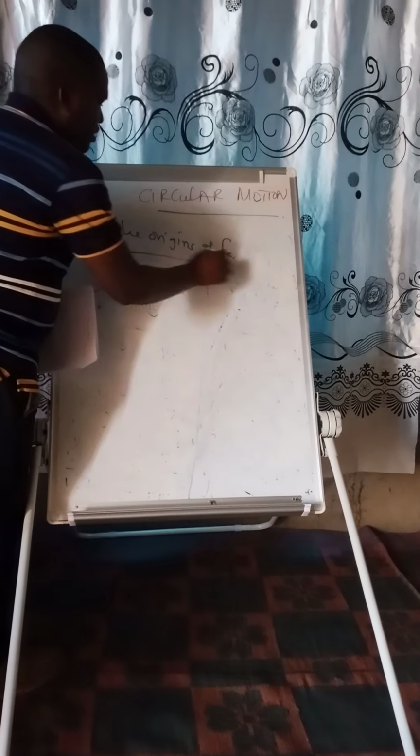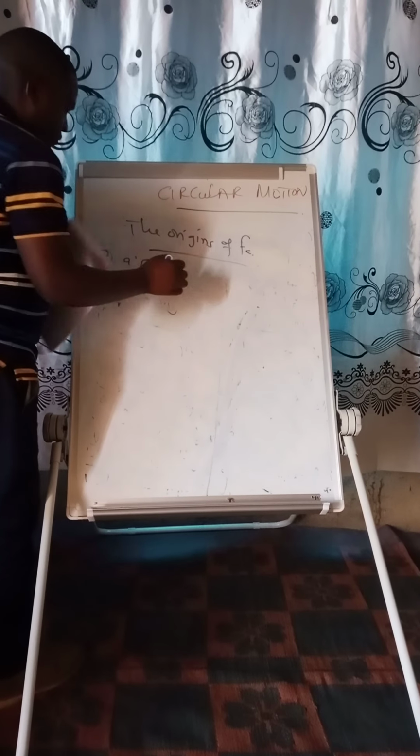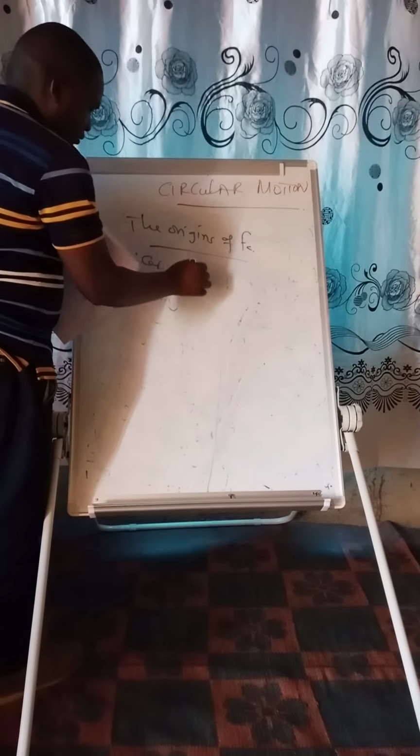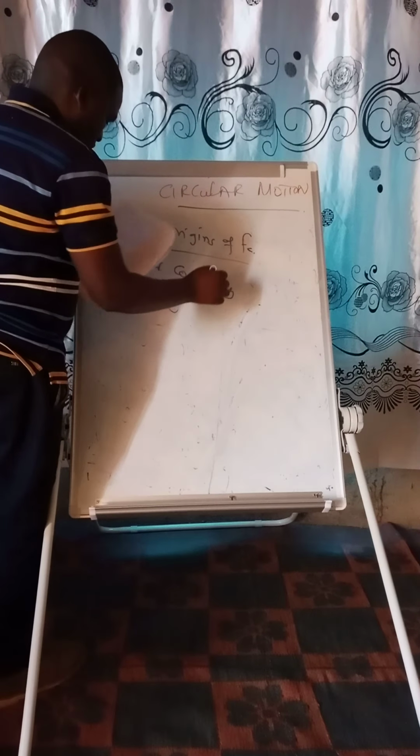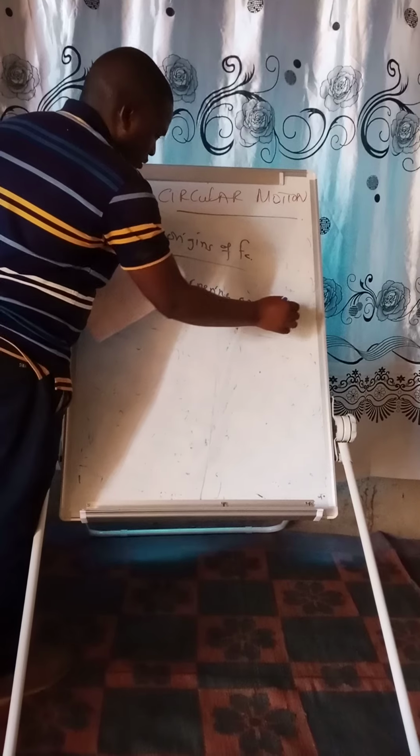The origins of centripetal force. For example, for case 1, the car cornering on a level road. A car cornering on a level road.